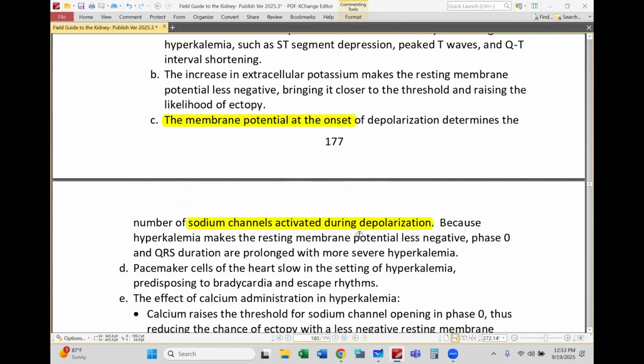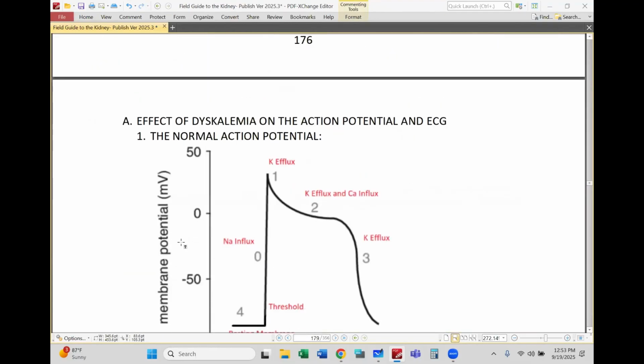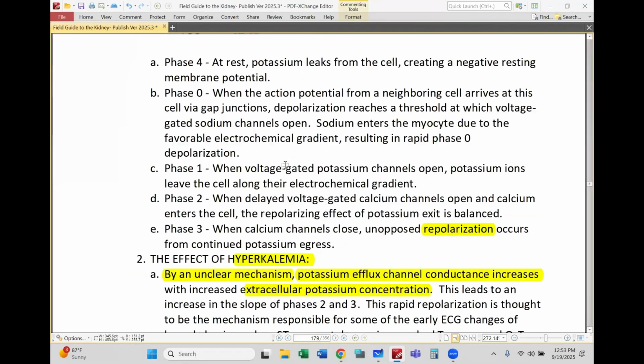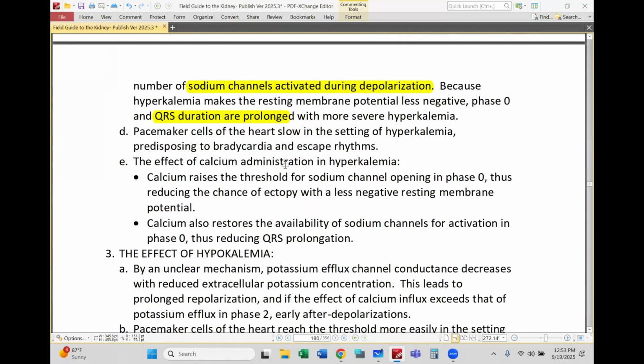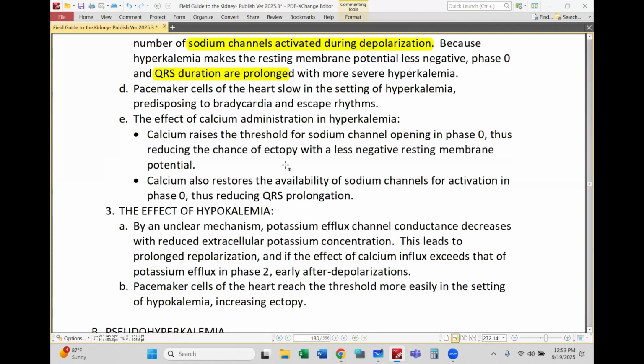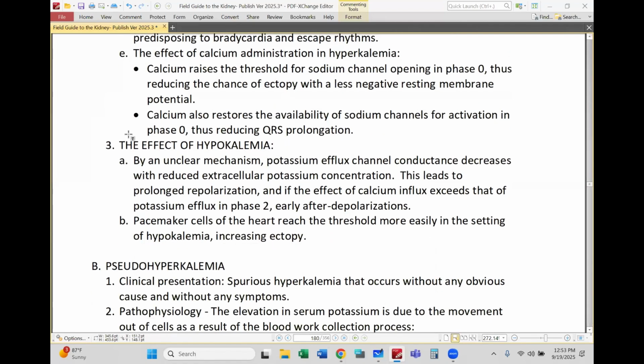And the result is a more sort of slurred opening of sodium channels, okay? A prolongation of that upstroke in the action potential, okay? Hence the widening of the QRS, all right? On the flip side, okay, we'll get to calcium administration here shortly.